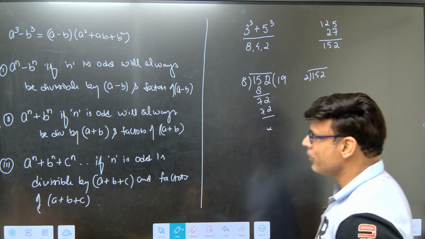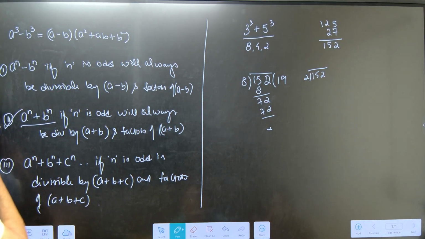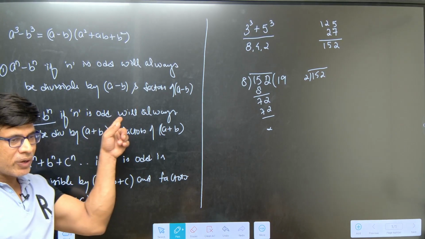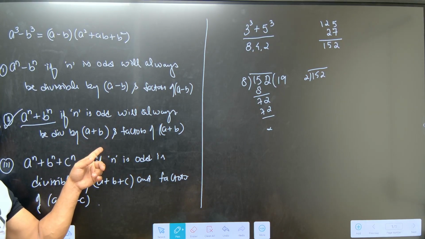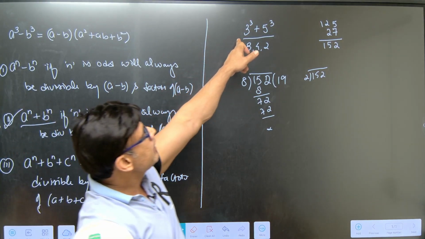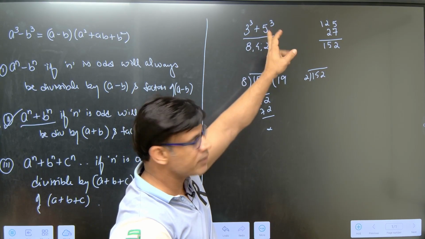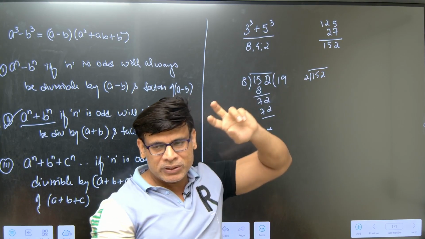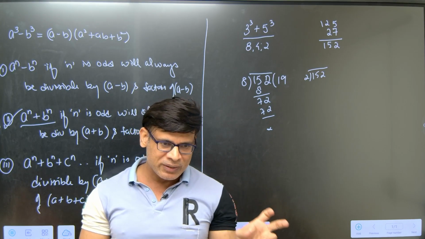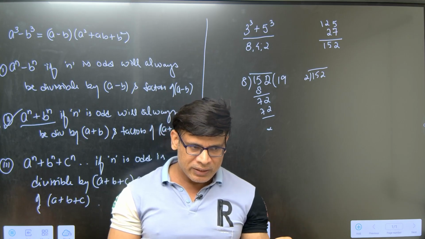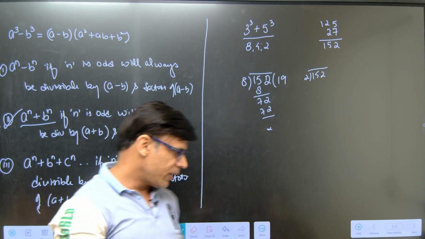Why is it divisible by 8, 4, 2? Look at this. A raised to power n plus b raised to power n. If n is odd, this whole thing will always be divisible by what? A plus b. What is a? 3. b? 5. The base is 3 and 5, a and b, right? So it is always divisible by what? 3 plus 5. 3 plus 5 is what? 8, as well as factors of 8. Understood?